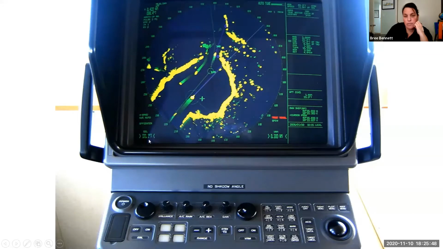We have a VRM and an EBL. Their VRM is at 0.3 nautical miles. EBL is pointed that way, 131. But anyways, I just wanted to show you another radar screen.